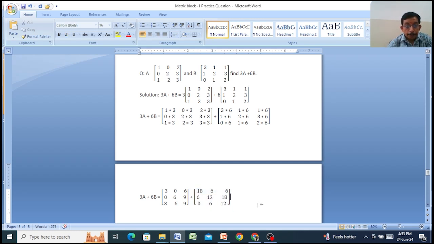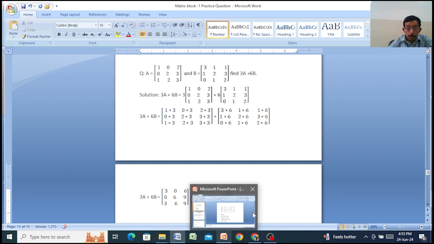Check again. 1 into 3, 3, 0, 6, and 0, 6, 9, 3, 6, 9. And the second matrix multiplication, also check again. 3 into 18, 6, 6, 6, 12, 18, 0, 6, 12. Now the scalar multiplication is complete.